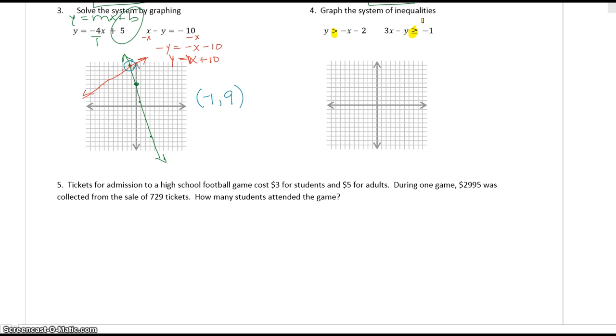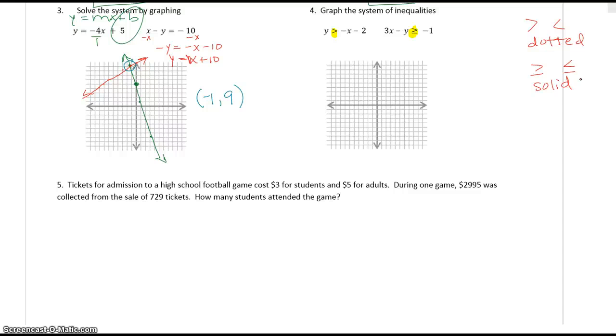You are still going to graph them on the same coordinate plane, but remember that if it has a greater than sign or a less than sign, it is going to be a dotted line. If it's greater than or equal to, less than or equal to, it's going to be a solid line. And you must shade. And you're looking for the overlapped shading. Any point that lies in the overlapped shading is going to be a solution to the system of inequalities.